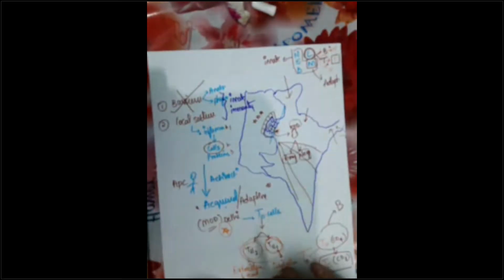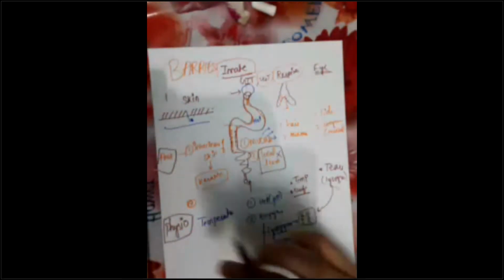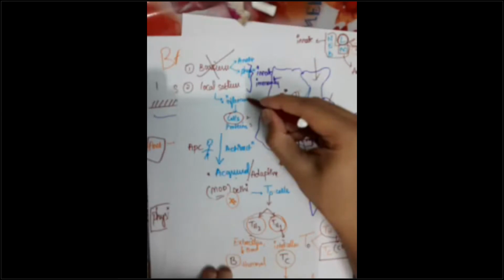Barriers we have discussed. Now the barriers have failed, and the bacteria has entered inside. So who should come into the picture? Local soldiers. What are the local soldiers? Your inflammation cells and proteins. Let me quickly give an introduction about inflammation.